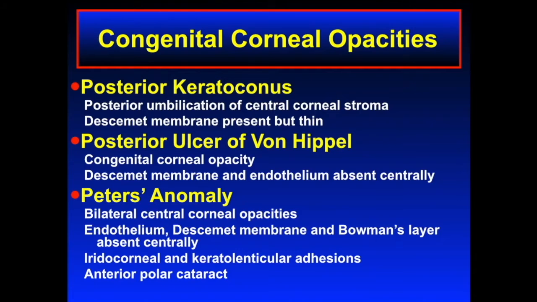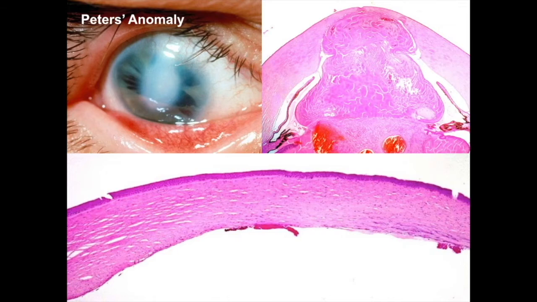Peters anomaly also has iridocorneal and keratolenticular adhesions and may have an anterior polar cataract. Here's an example of Peters anomaly. With the central opacity, we can see the strands of iris tissue adhering to the margin of the opacity.